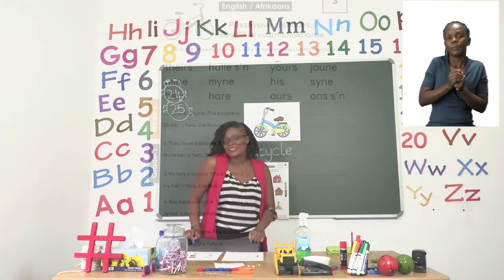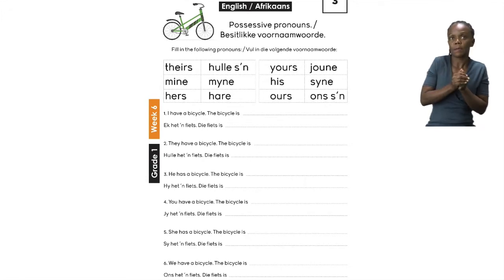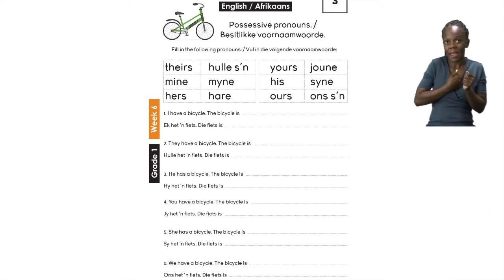let's take a look at our exercise again. So we want to fill in the following with the pronouns. Now you can see that the sentences need you to complete them. So you're going to complete your sentences by using the possessive pronouns. Let's read number one. Number one says, I have a bicycle. The bicycle is dash. So which word can we use there? Do we say theirs, or mine, or hers, or yours, or his, or ours?